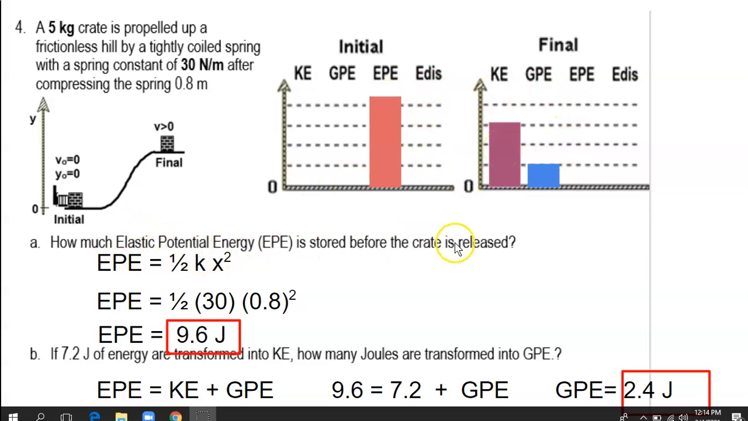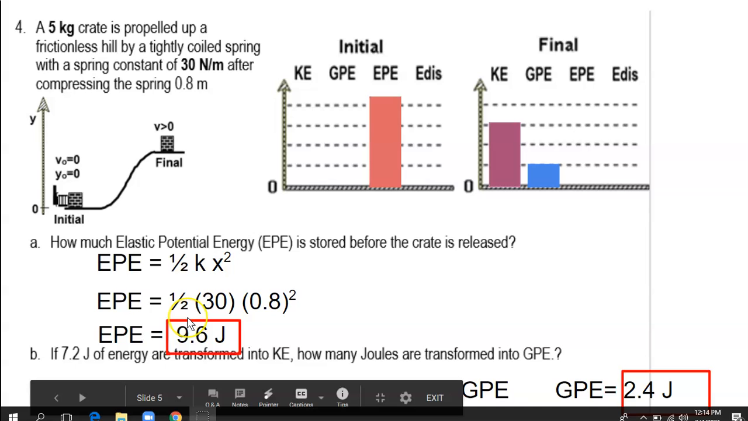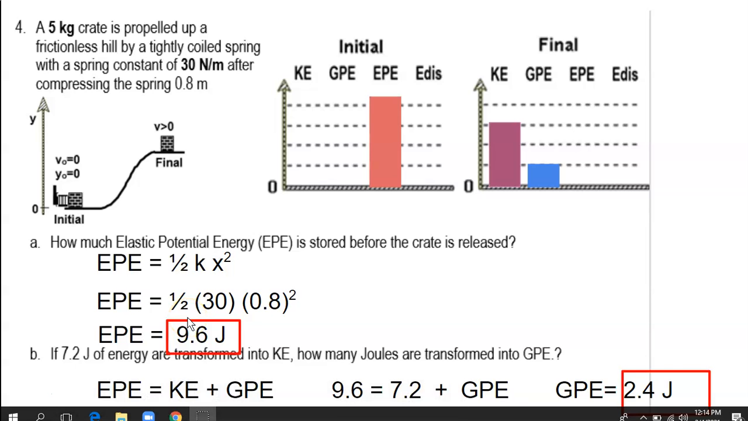How much EPE is stored in the crate? Well, EPE equals 1/2 k, where k is the spring constant. It's given to us. It's 30, times x squared. This is how much the spring is stretched or compressed, and it's compressed 0.8 meters. So 0.8 squared times 30 times 0.5 is 9.6 joules. So we have 9.6 joules of stored energy.